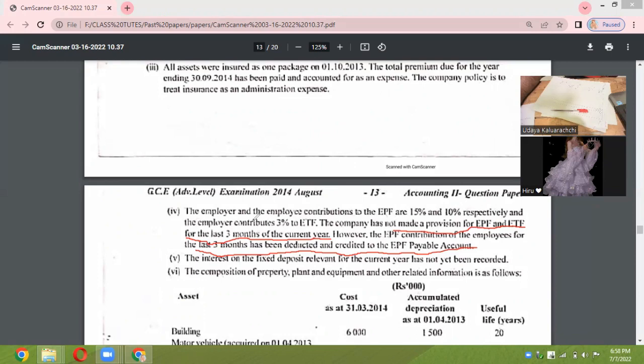So the employer contribution to EPF is 15%, the employee contribution is 10%, and the employer contributes 3% to ETF. The company has not made a provision for EPF and ETF for the last 3 months of the current year. However, the EPF contribution of the employees for the last 3 months has been deducted and credited to EPF payable account.